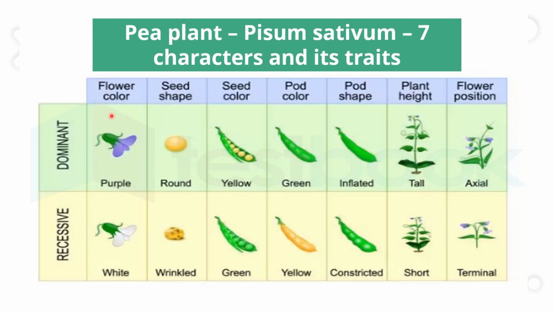Each character has 2 different traits. One is dominant, another one is recessive. In flower color, 2 traits are there, purple and white. Purple is dominant, white is recessive. Like that, seed shape round and wrinkled, seed color yellow and green, pod color green and yellow, pod shape inflated, constricted, plant height tall, short, flower position axial and terminal. These are the 2 different traits of each character.